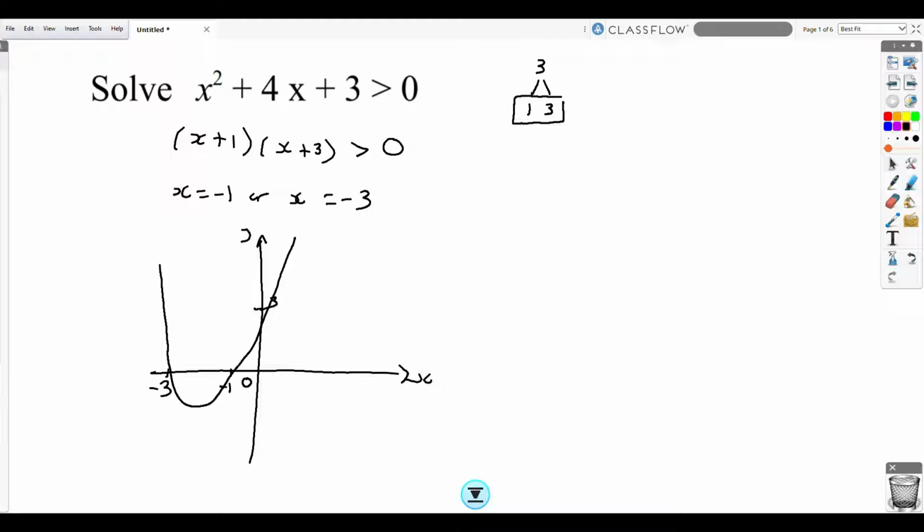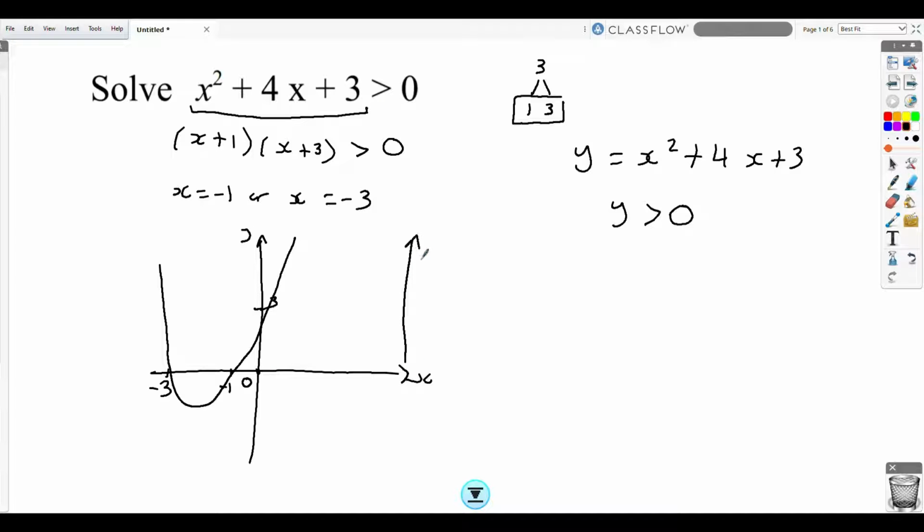Now what you need to determine is the range of values. The way we check this, we go back to the original equation. Now this x squared plus 4x plus 3, this is an equation for y. So we could have y equals x squared plus 4x plus 3, which we sometimes see. So what I'm going to do in the inequality, I'm going to replace my equation here with a y. That tells me I'm looking for the values when y is greater than 0. So we're looking at the y-axis. So when is my graph greater than 0? So that's everything in the top region.